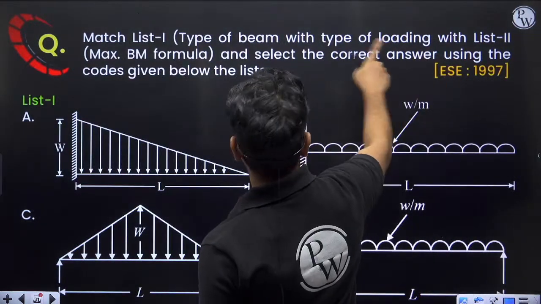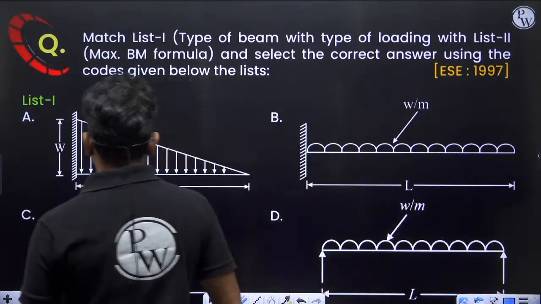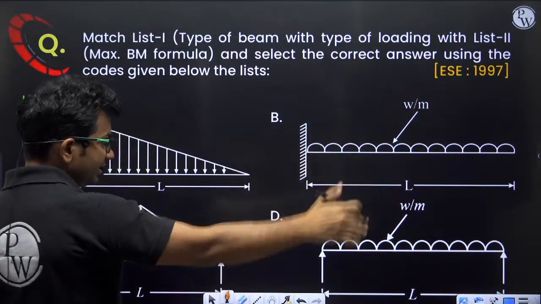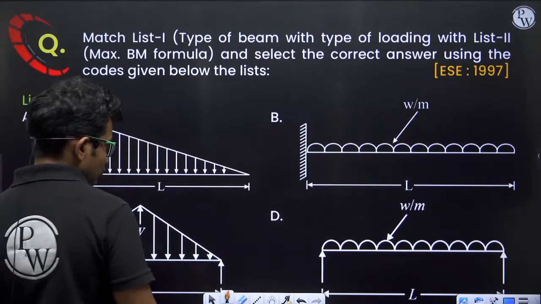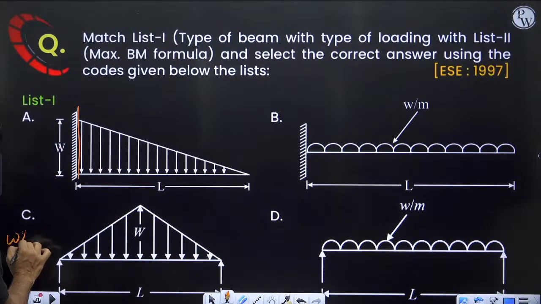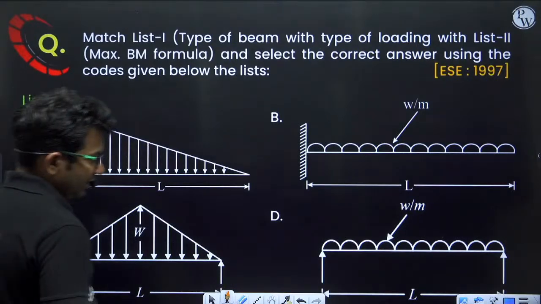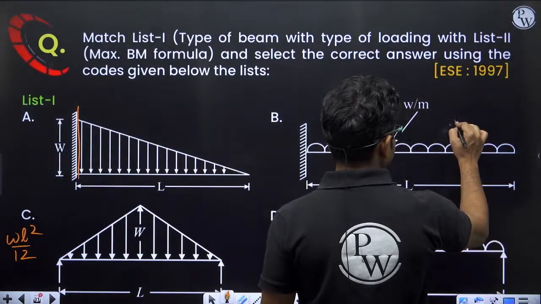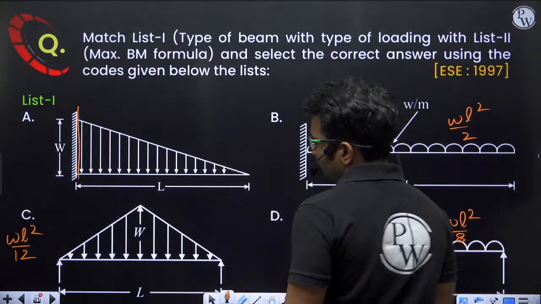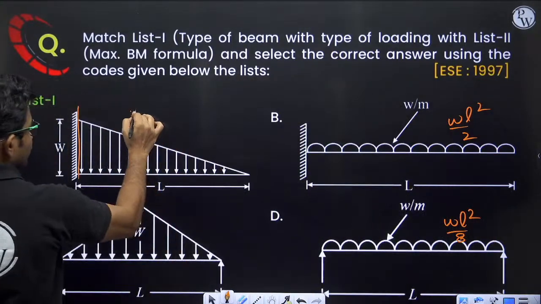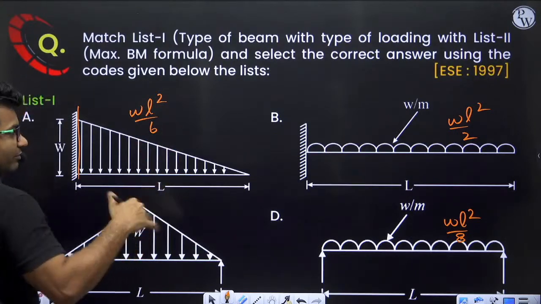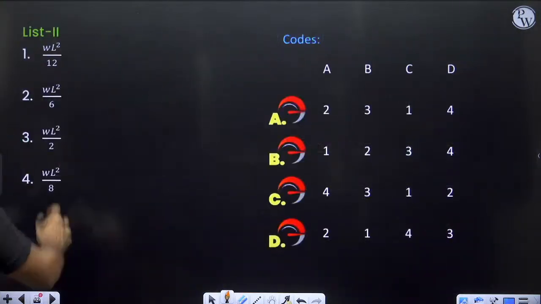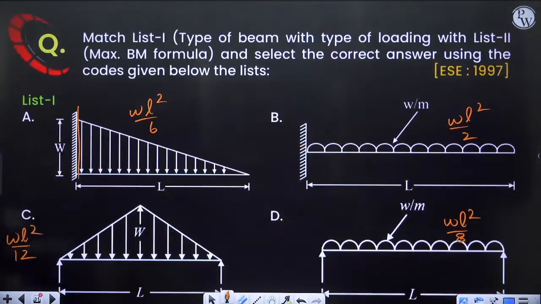Type of beam with type of loading and maximum bending moment formula. For this maximum bending moment formula, same questions are repeating again and again, you can see. Okay, so here the maximum bending moment is WL square by 12, here WL square by 8, here WL square by 2, and here WL square by 6. We have already calculated all these values some time back.